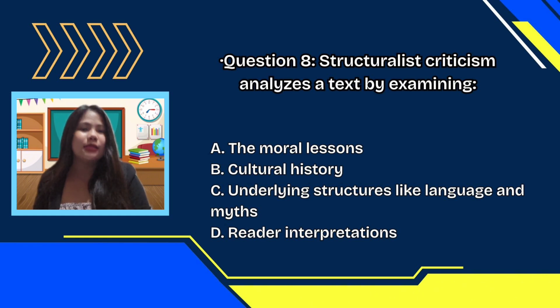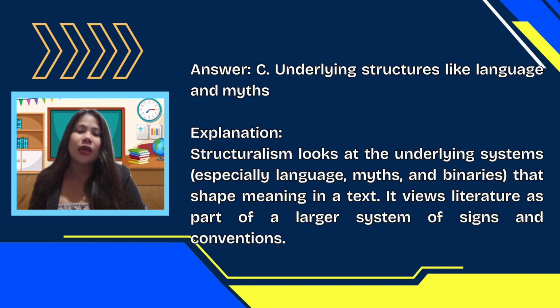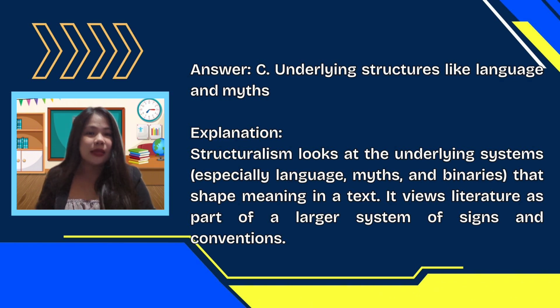The answer is C, underlying structures like language and myths. So structuralism looks at the underlying system, especially language, myths, and binaries, that shape meaning in a text. It views literature as part of a larger system of signs and conventions.